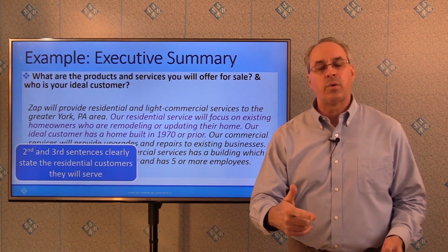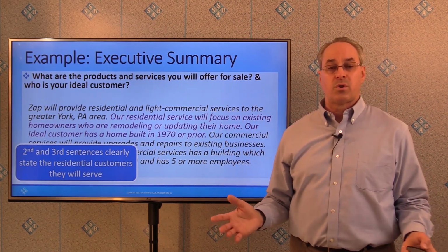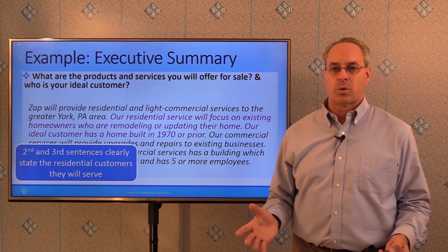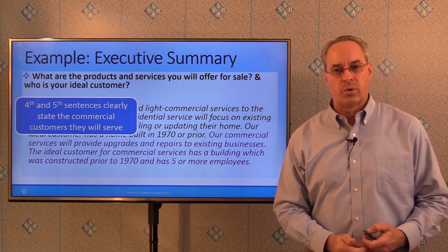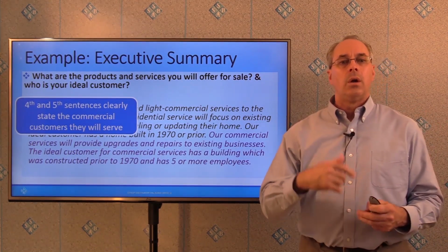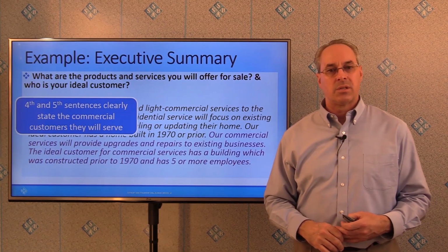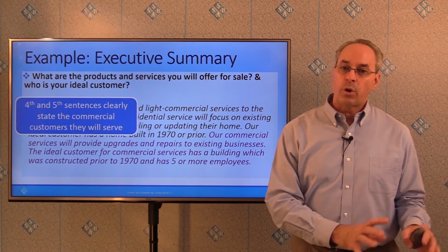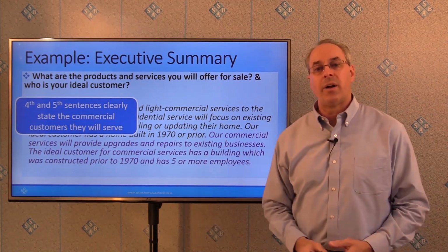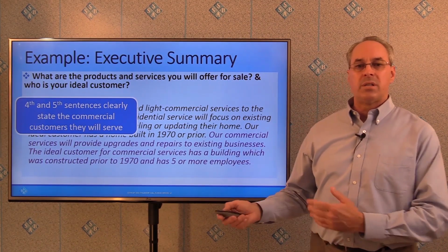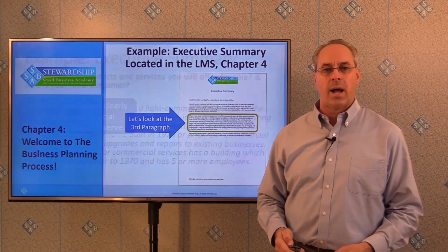Now think about this. They're going to focus on repairs. They want homes that are older. If you're in an area that's all new construction, odds are they aren't going to need a lot of electrical repairs. So the fourth and fifth sentences clearly state the commercial customers they will serve, as opposed to the residential. Our commercial services will provide upgrades and repairs to existing businesses. The ideal customer for commercial services has a building which was constructed prior to 1970 and has 5 or more employees. Okay? And the reason they put the 5 employees in there is they know that they probably have more revenue. It's a business that's established.